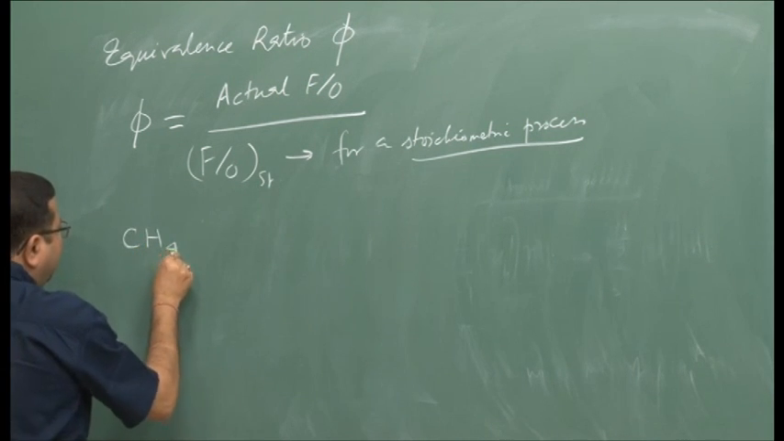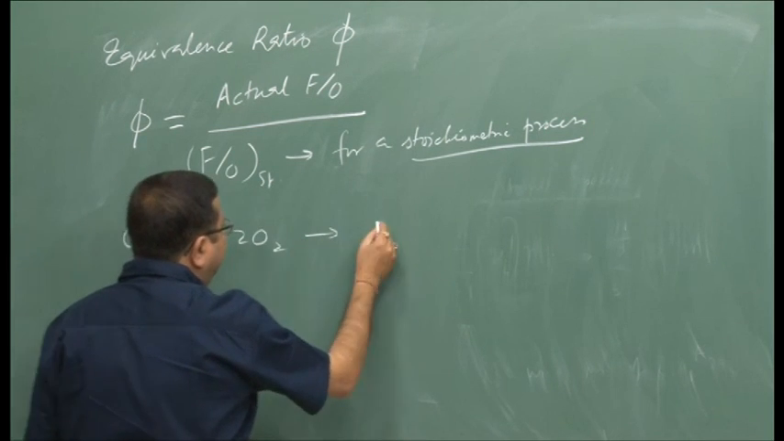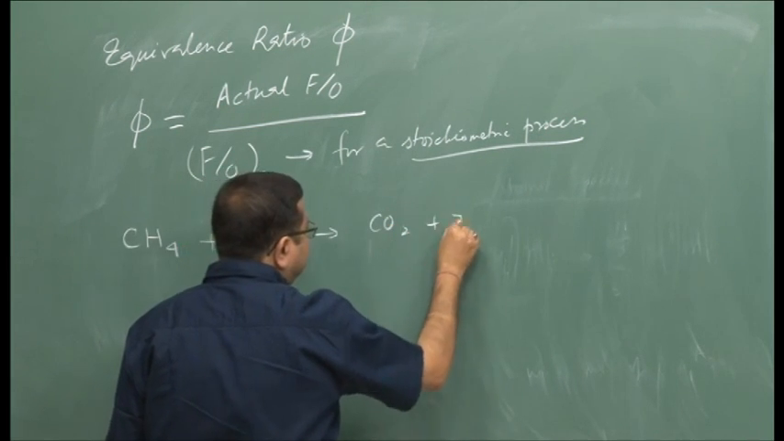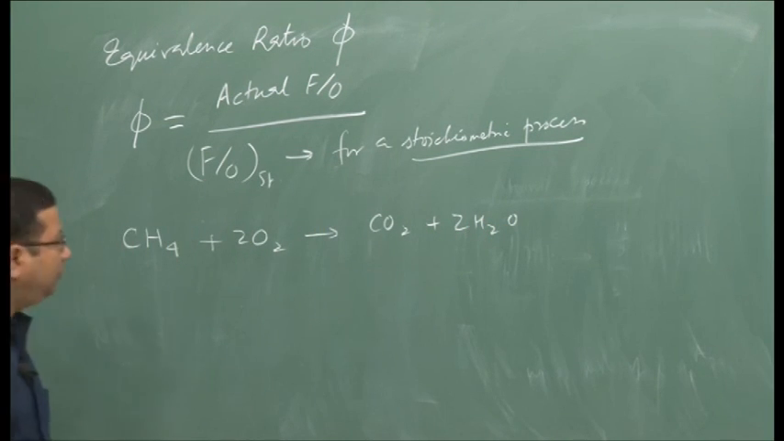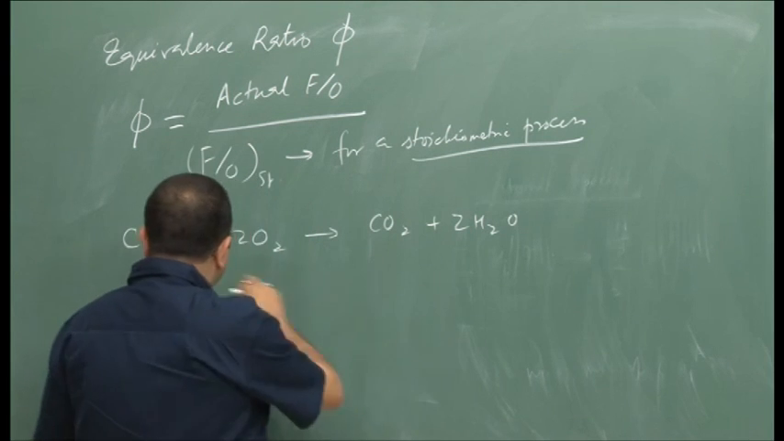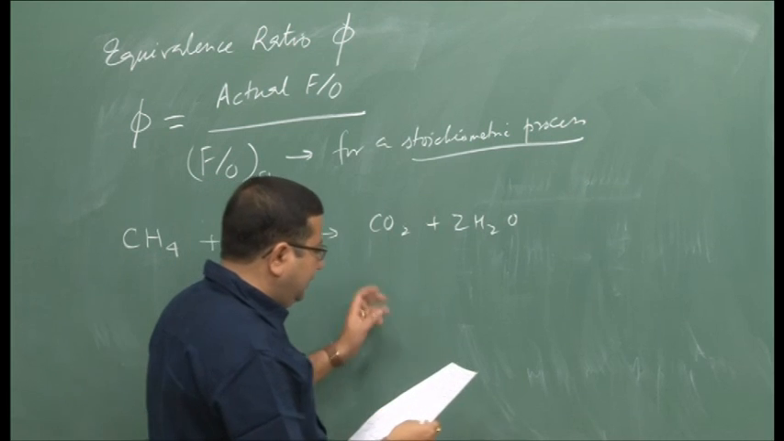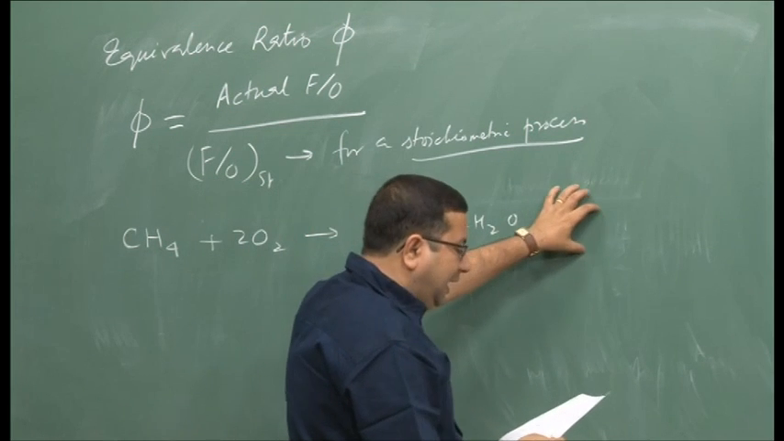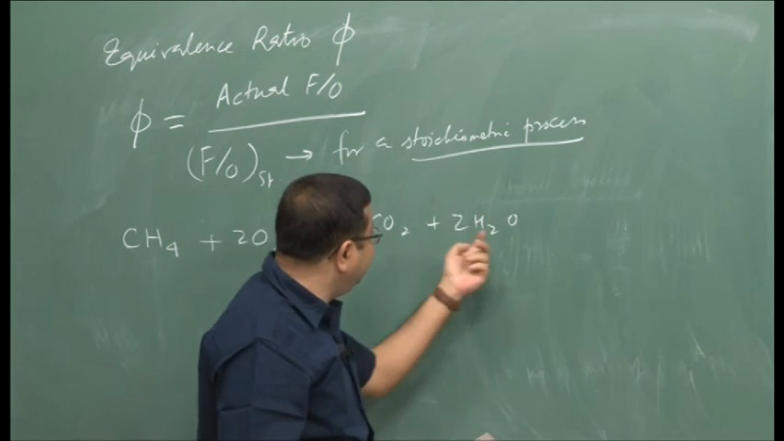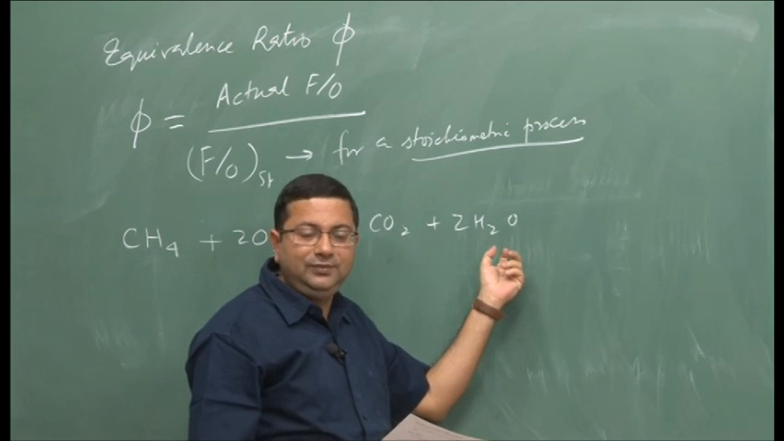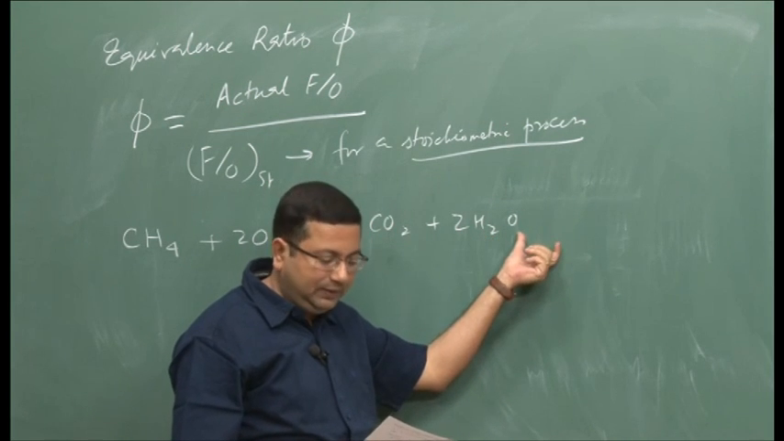Let us look at combustion of methane in oxygen. So, this gives me CH4 plus 2 O2 giving me CO2 plus 2 H2O. So, this is a stoichiometric process. Why? Because here we do not have any reactant present and these are stable species. Okay. Both carbon dioxide as well as water vapor are stable species.